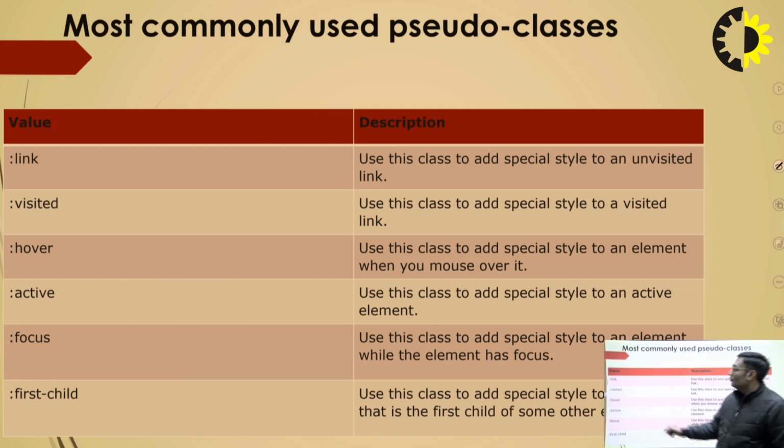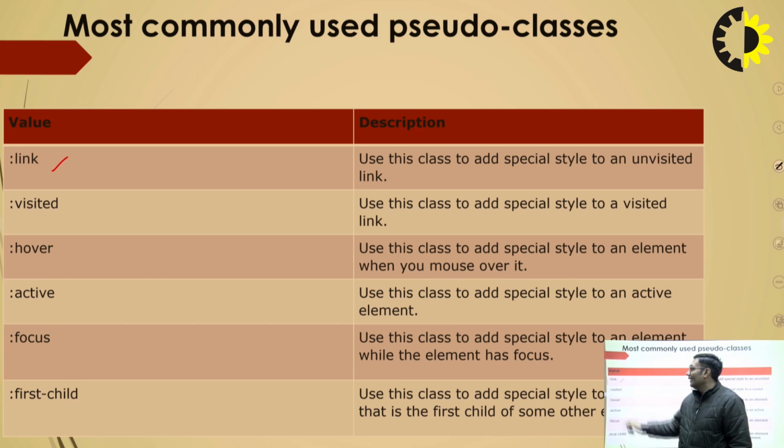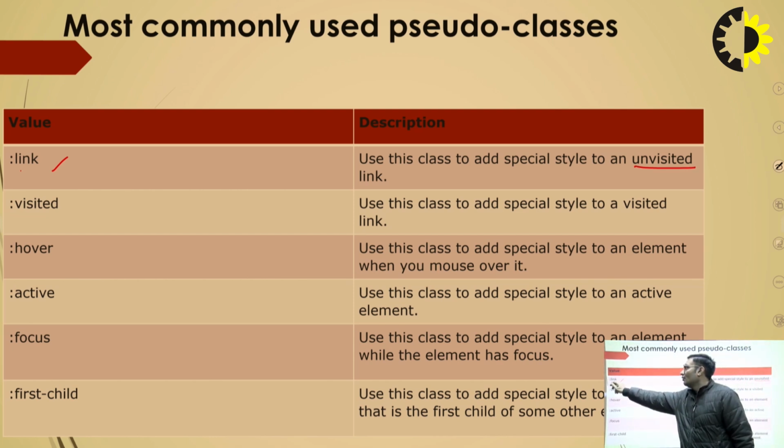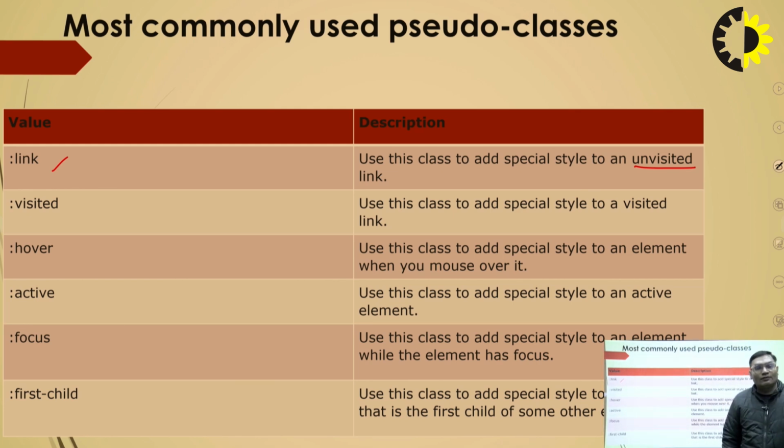So the first pseudo class is colon link. This pseudo class is used to add a special style to an unvisited link. Unvisited link is written like colon link. If we want to change the color of a visited link, we can use the colon visited pseudo class. So use this class to add a special style to a visited link.